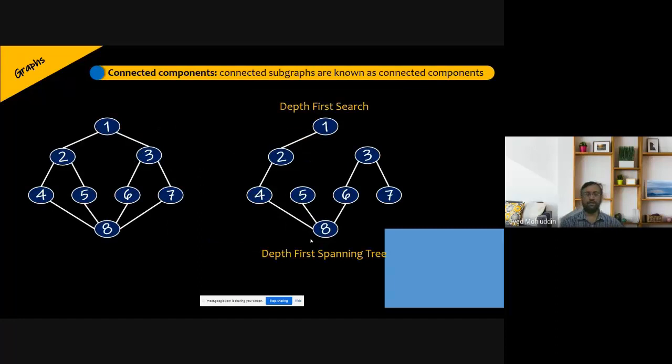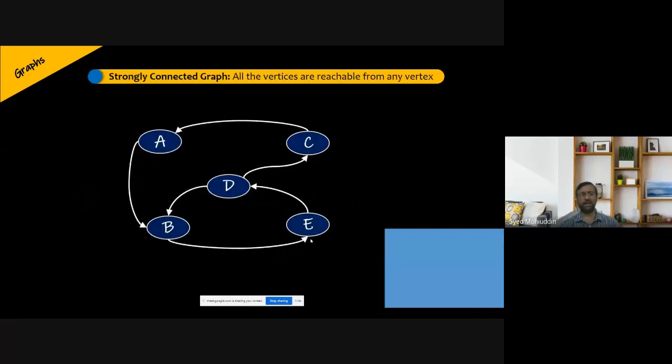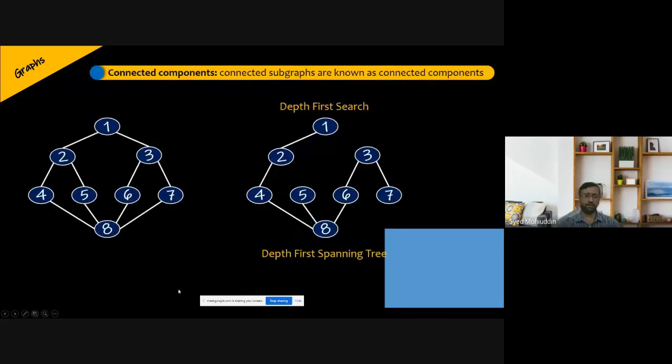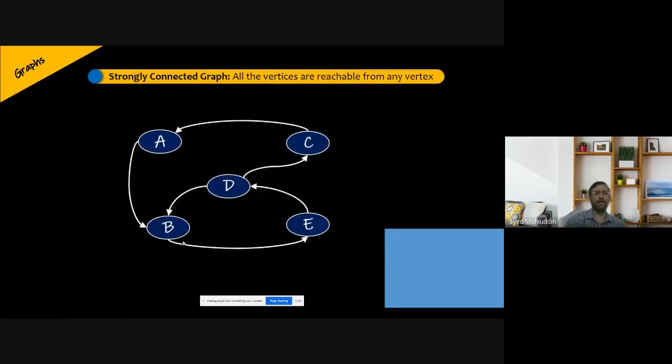Now, in the previous graph, if you see, it's not a directed graph. So we cannot say whether it's strongly connected or not. But if we look at this graph, it's a directed graph. What strongly connected graph means is that from every vertex, we should be able to reach any other vertex. Now, the previous graph is not a directed graph, so there is no orientation. So we can say that it is strongly connected because from every vertex, we will be able to reach every other vertex.